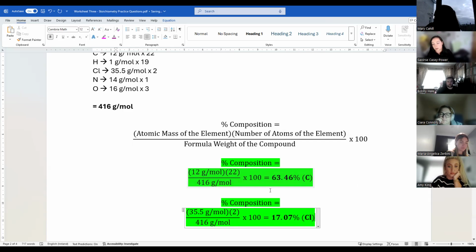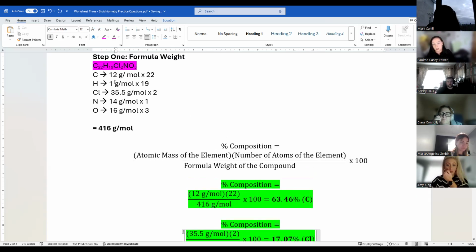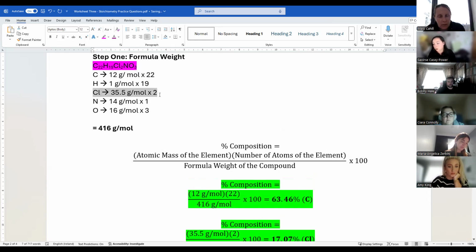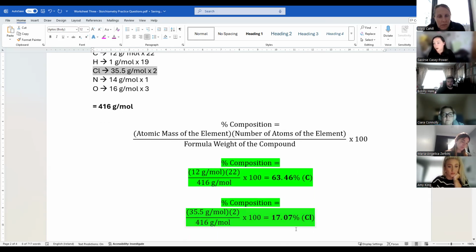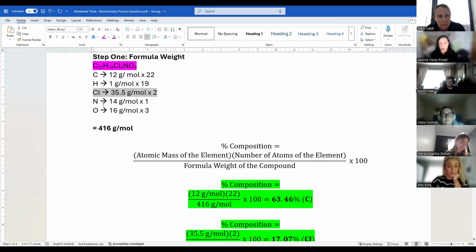Which makes sense, because if you look at the percentage composition, we have the most carbon atoms in this formula. So that should take up a significant amount of the composition, which it does, around 64%. Chlorine, even though it's a heavier element, there's only two atoms, so it should take up far less of the composition than, say, carbon or maybe our oxygen or our hydrogen there.